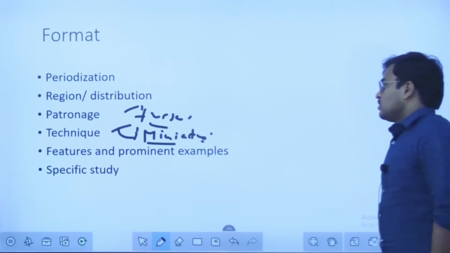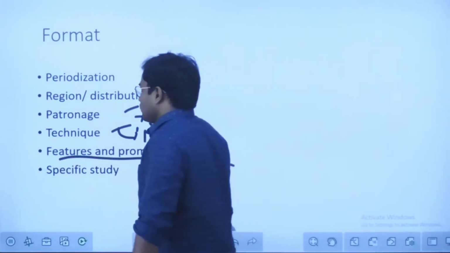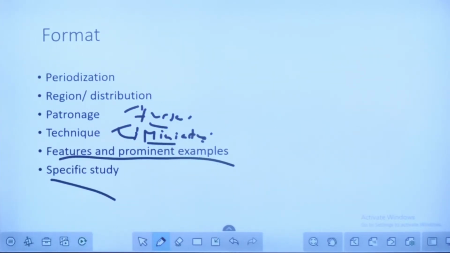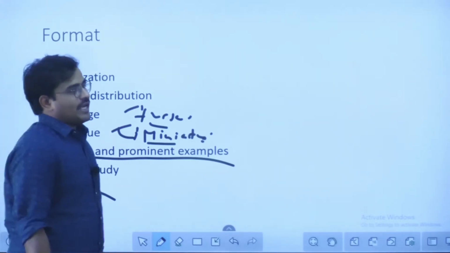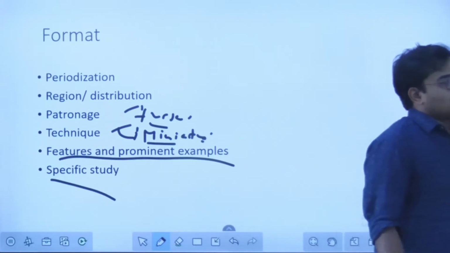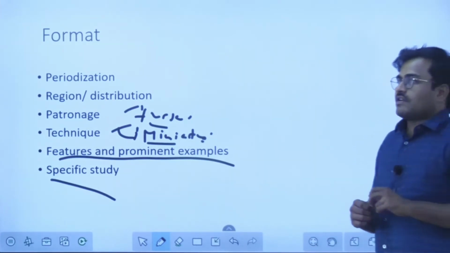Then some prominent features you need to write, and examples you need to write. After that, you need to go to the specific study which was given in the question. They're saying that Mesolithic art reflects the culture of the time. What is the culture of the time? The tribes were dependent on hunting and gathering. Both these activities are reflected in the paintings.